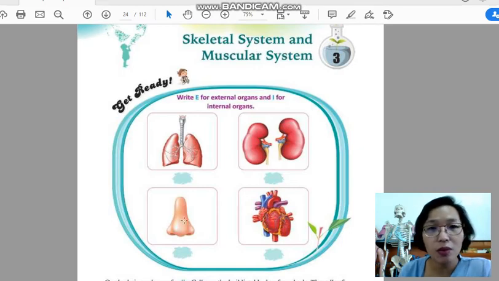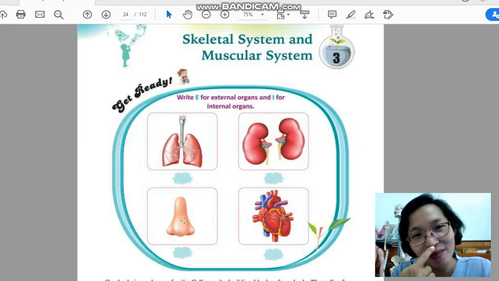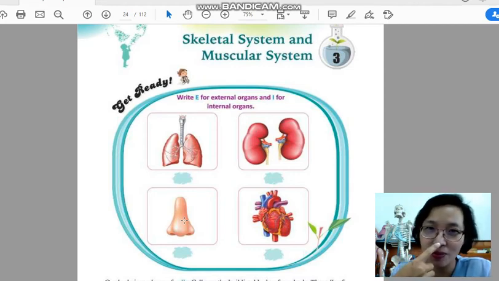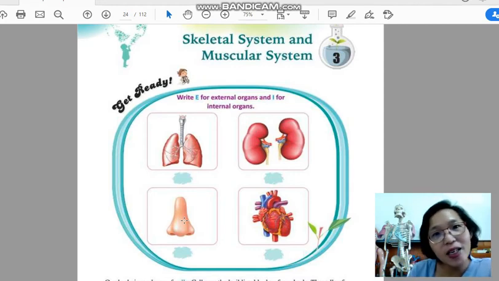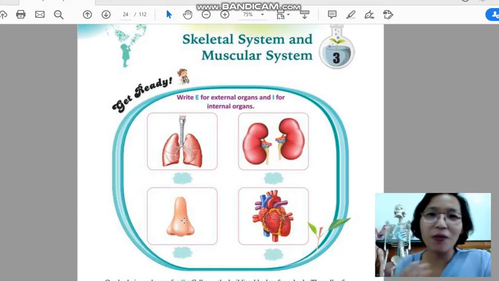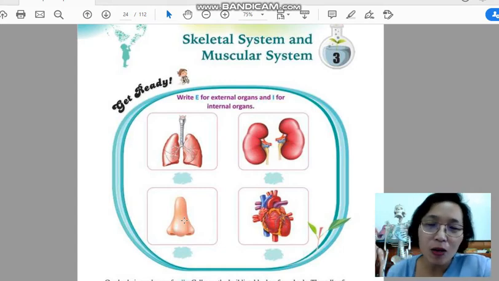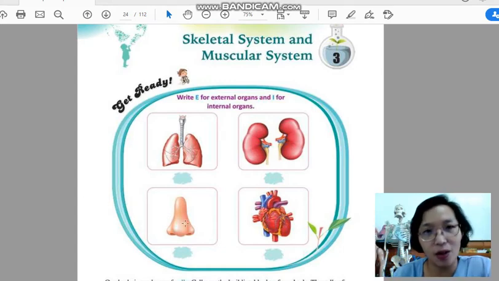Nose, you can see my nose, right? You also can touch your nose. Everybody can see it clearly because it is on our face. So we call this an external organ.